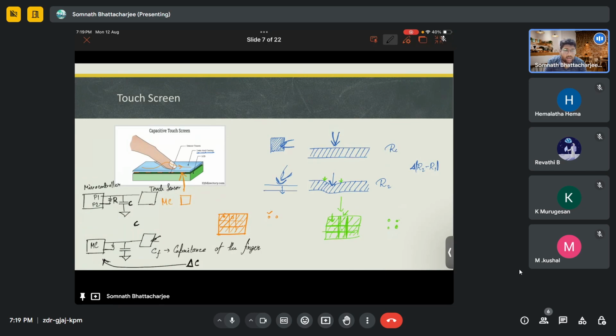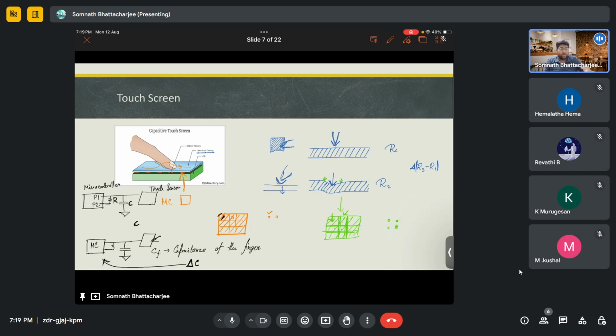There may be a change in capacitance due to a different finger press, or a different area press. If we are pressing here exactly, there should be a different kind of response, and here there should be a different kind of response. There should not be any interference happening between these cases.